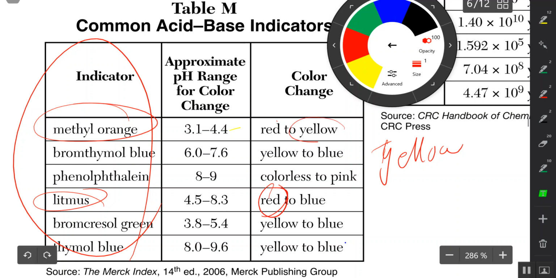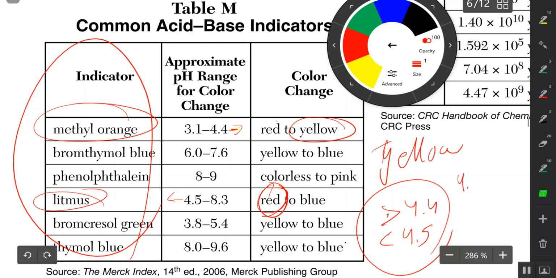Well, if methyl orange turned yellow, then the pH of that solution is above 4.4. If the litmus paper turned red, then the pH of that solution is less than 4.5. So now we know we're greater than 4.4 and we're less than 4.5. So the range of the pH in this case is going to be 4.4 to 4.5. That's going to be the pH of that solution.